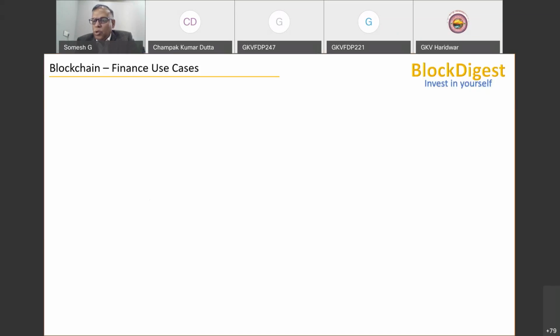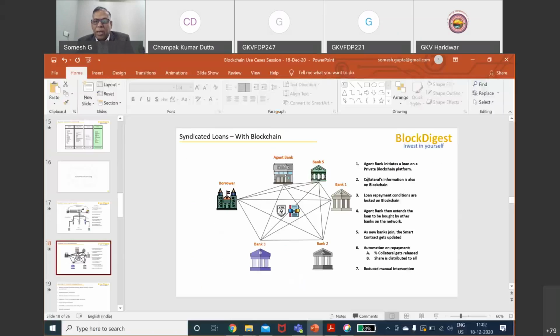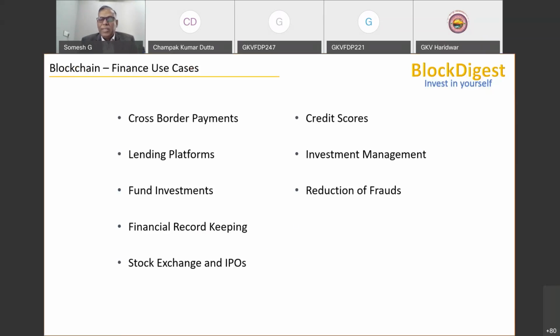So those were two use cases from finance. I would want to take a little pause and see if there are any questions on the syndicated loans. The examples of other finance related use cases.